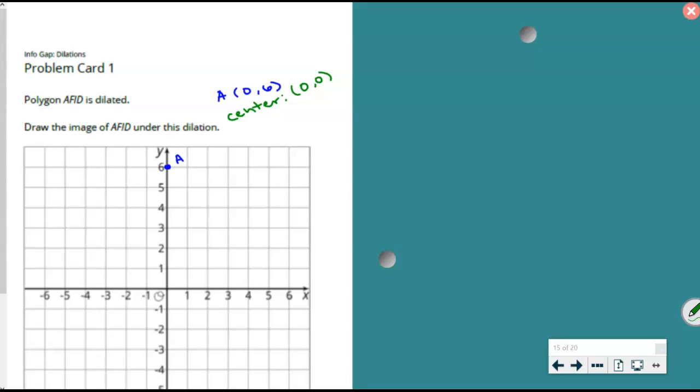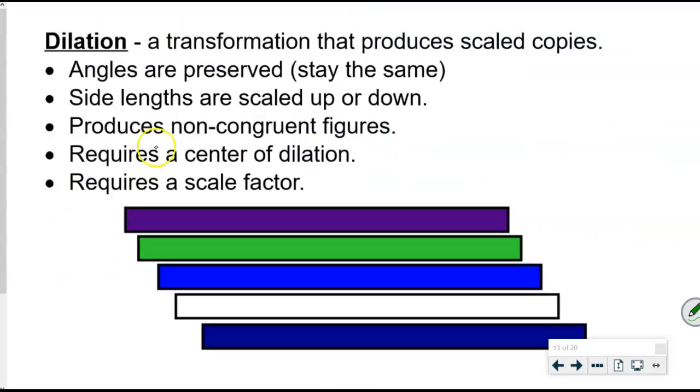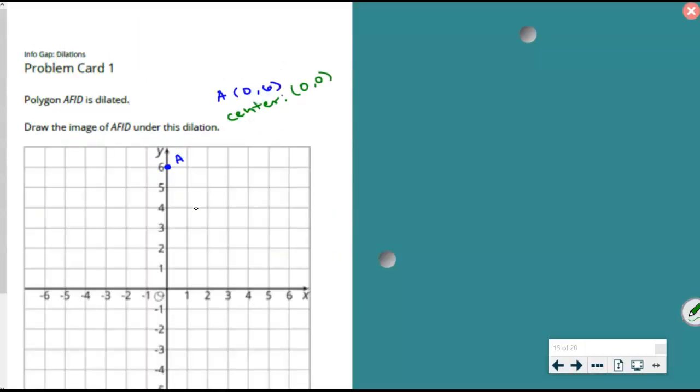Center of dilation is 0, 0. Are you guys ready to do this problem? Do you have any other questions then? Only Andrew has a question. Everybody should still be asking a question. What things do we need to describe a dilation? A center of dilation and a scale factor. So what question do you think Andrew is going to try and ask me next?